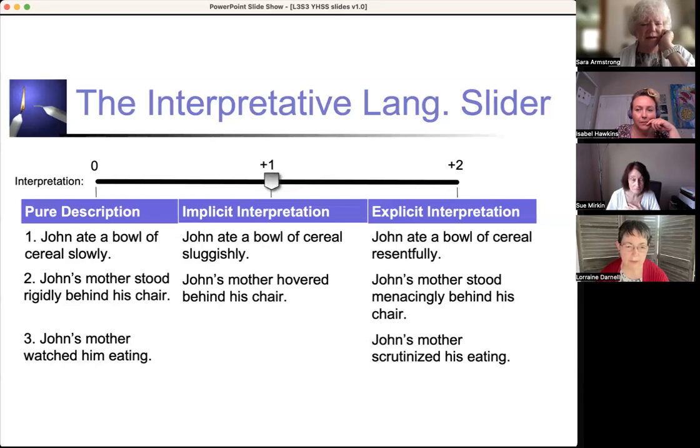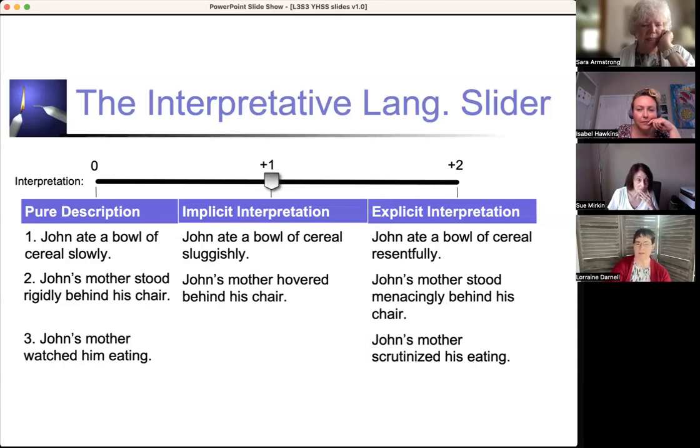Does that shade it in terms of intention in some way? Could we even say carefully watched him eating? Yes. So I would say that observed is either the same band as pure description, or it's moving a little bit in the implicit direction, but it's not quite there yet.